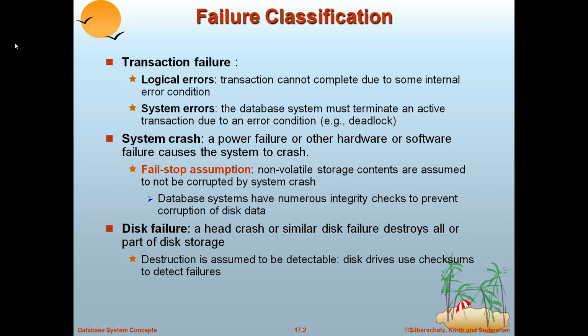The second one is a system crash. A system crash means a power failure or some other hardware or software failure causes the system to crash. The assumption we make here is the fail-stop assumption: non-volatile storage contents are assumed not to be corrupted by the system crash. There are two types of storage, volatile storage and non-volatile storage. So whenever a system crash occurs, non-volatile storage contents are assumed not to be corrupted.